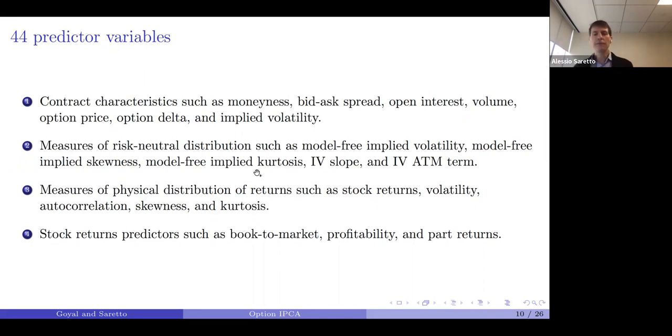There is risk neutral stuff, implied everything. There are also implied volatility surface characteristics. We have a slope: this is close to maturity, out of the money minus at the money. And then there is an implied volatility term, this is Aurelio's stuff: at the money, long maturity minus short maturity. There are physical characteristics, all related to stock returns: volatility, autocorrelation, skewness, kurtosis, all that kind of stuff. And then there are stock return predictors.